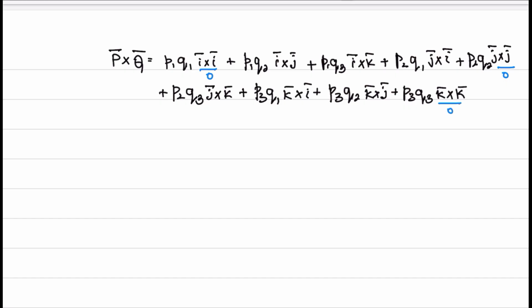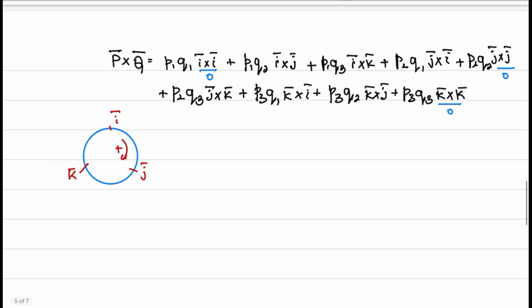Now remaining I cross J. Remember this circle. This is I, this is J, this is K. I cross J means clockwise, positive. And the other value is K. So this will be positive K. I cross K. I cross K is anti-clockwise. Hence this value will be minus J.